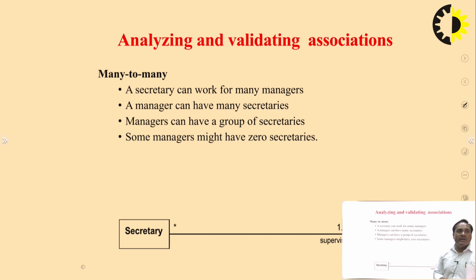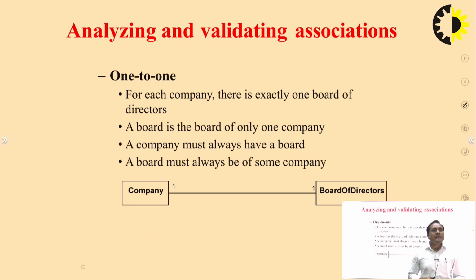So how many ways can you connect a manager to a secretary? If you are going to show these 4 points by a diagram, this is the diagram with secretary and manager. Secretary is a class, manager is a class. So many secretaries can associate with one manager or more than one manager. That shows the association.